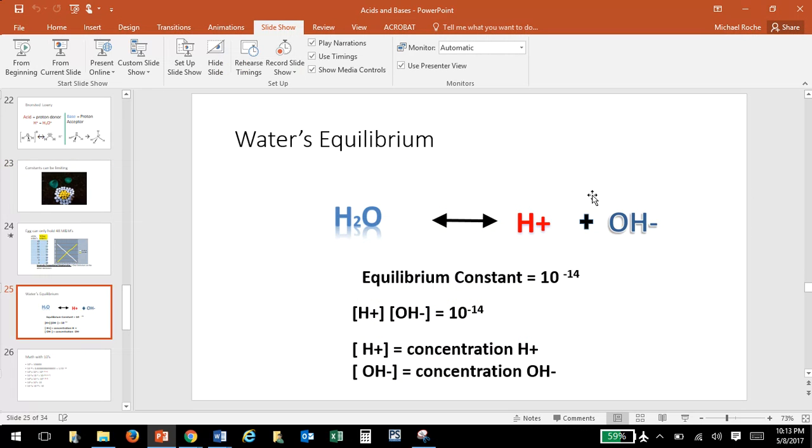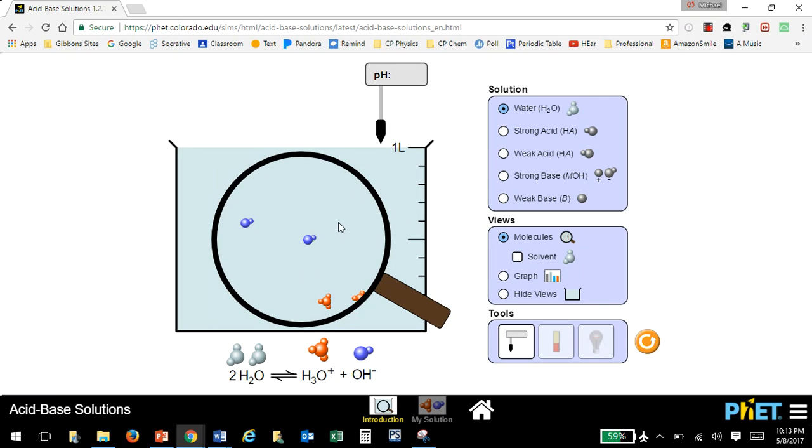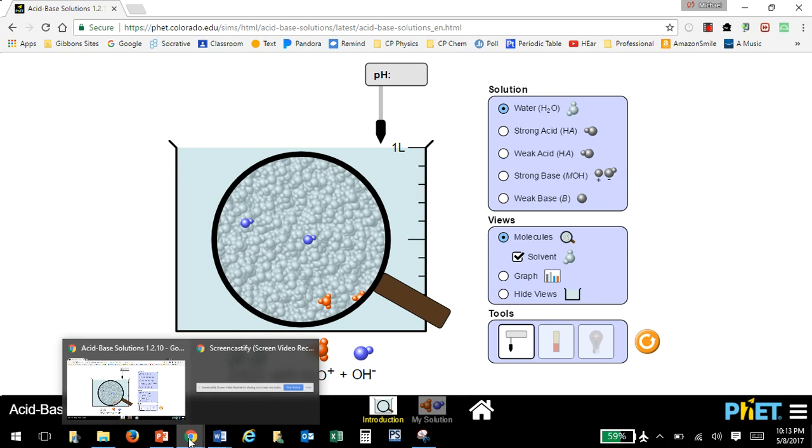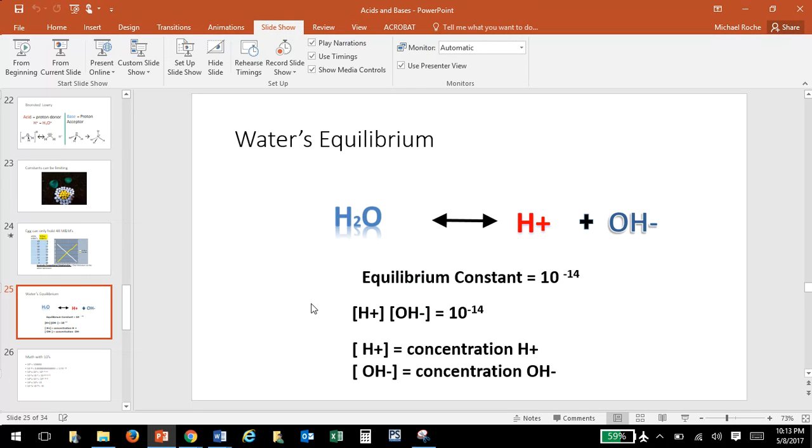If you want to see how frequently that happens, go to the PhET simulation. Here you see the OH minus and here you see the H plus. If we picture the solvent molecules on top of that, look at all these H2Os, and only a handful, two basically, have converted to OH minus, and two have converted to H plus. So the rest of them stay as water. It's not a large percentage at any given time, but it is still something that would happen.